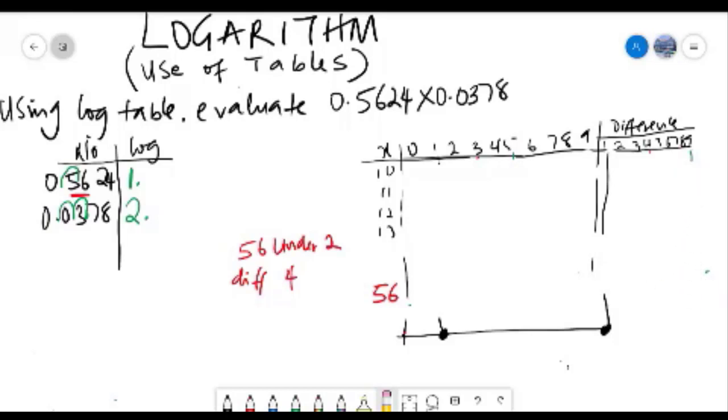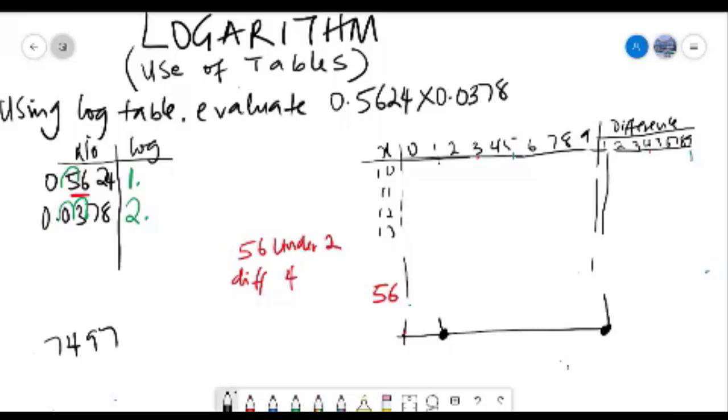All right, bring up your logarithm table. 56 under 2. I'm sure you're looking at your logarithm table by now. All right, 56 under 2 will give you 7497. Was that what you got? 7497. Write it out somewhere so that you don't forget.